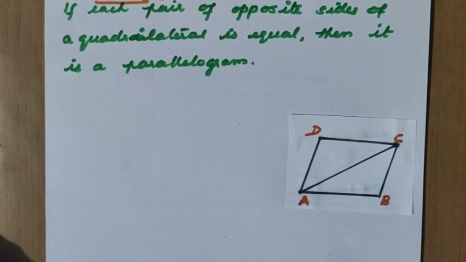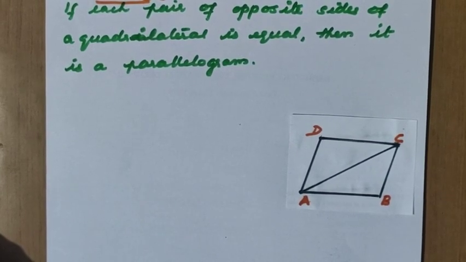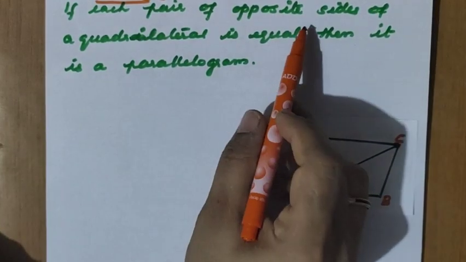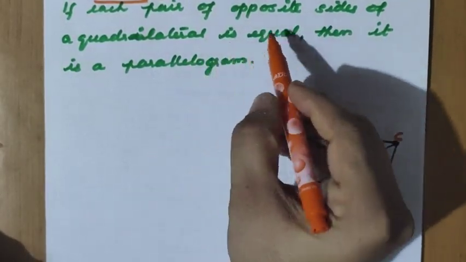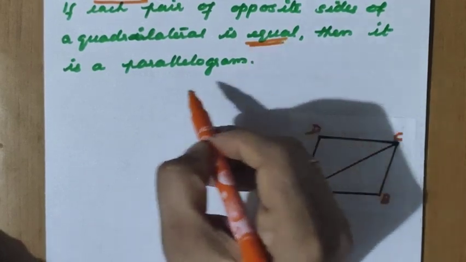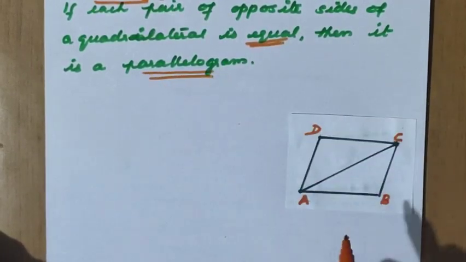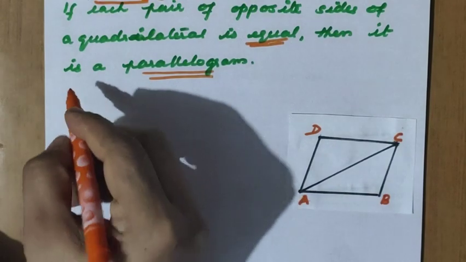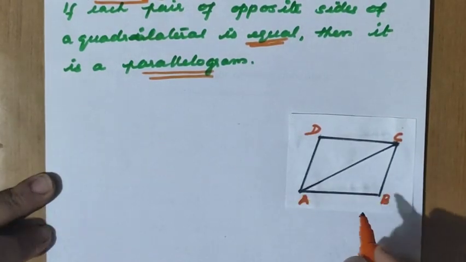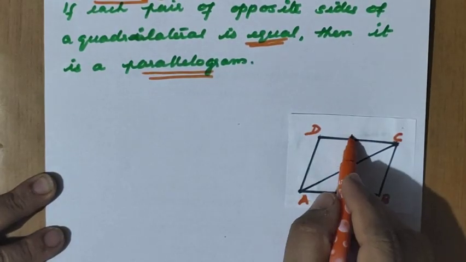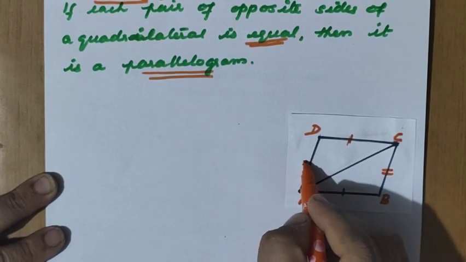Theorem 8.3: If each pair of opposite sides of a quadrilateral is equal, then it is a parallelogram. That means it's the converse of the previous theorem. In the last theorem we studied that in a parallelogram opposite sides are equal. Now we are saying that if opposite sides of a quadrilateral are equal, then it is a parallelogram. That means ABCD is a quadrilateral, and opposite sides are equal: AB equal to DC and BC equal to AD.